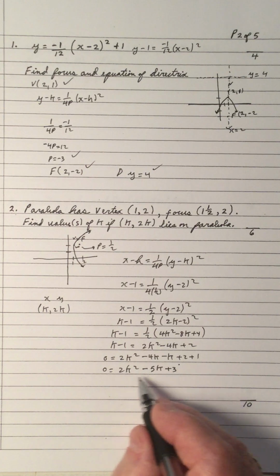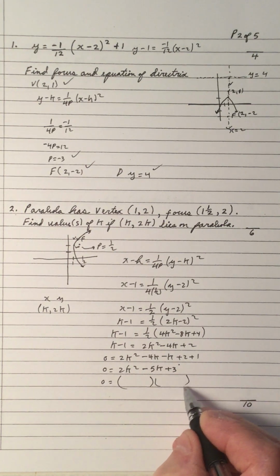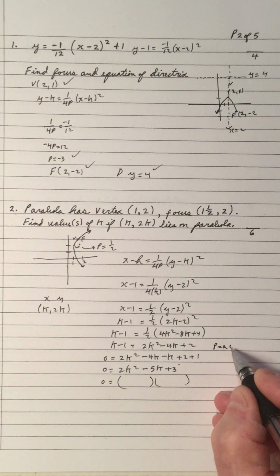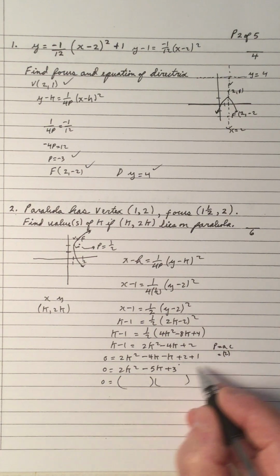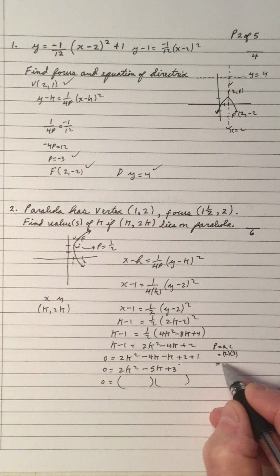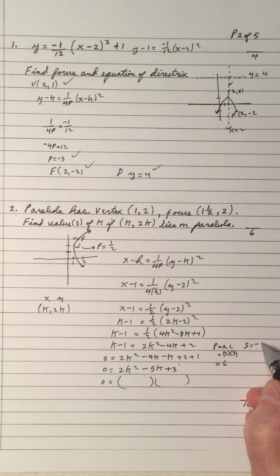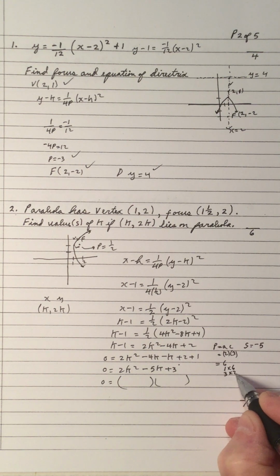Now we have a quadratic, so hopefully it's factorable. If it's not, we're going to use the quadratic formula. So the product is a times c. So a is 2, c is 3, so the product is 6. The sum is in the middle, which is a negative 5. So the factors of 6 are 1 times 6 and 3 times 2.